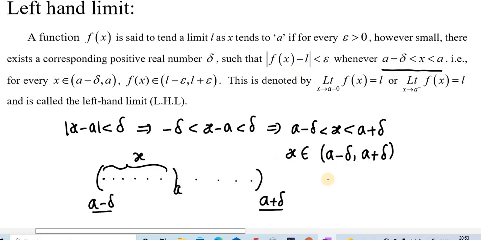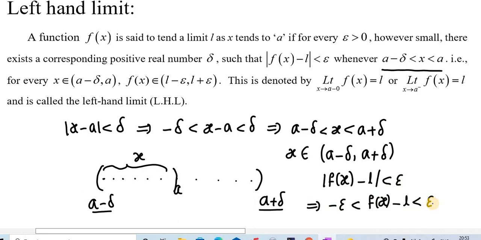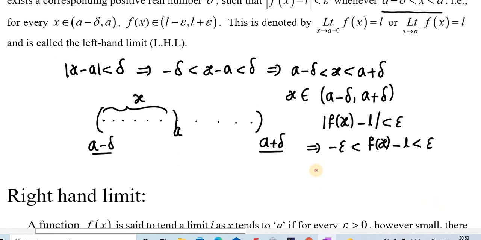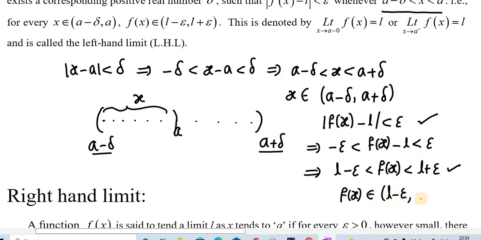Here also the same thing. Modulus of f of x minus L less than epsilon implies minus epsilon less than f of x minus L less than epsilon, which implies L minus L comes to this side as positive, L minus epsilon less than f of x less than L plus epsilon. Whenever this is true, this is automatically true. That means f of x belongs to the open interval L minus epsilon comma L plus epsilon.